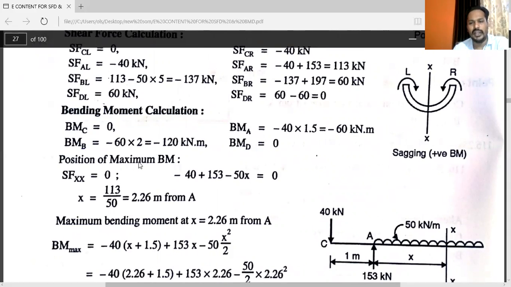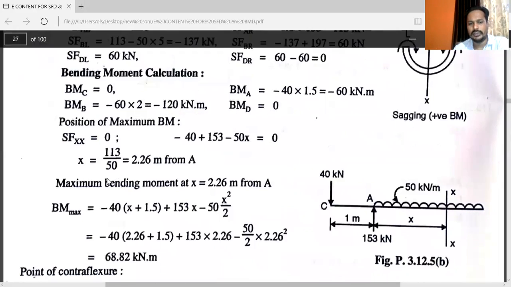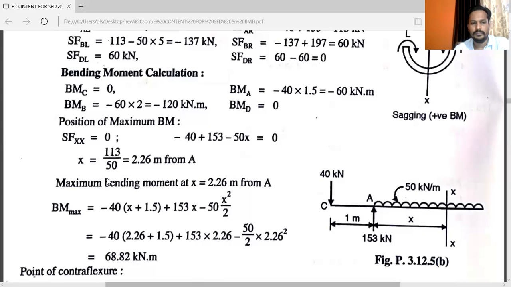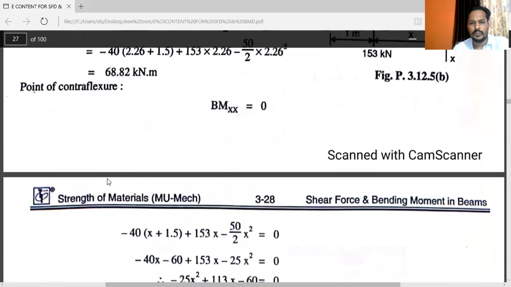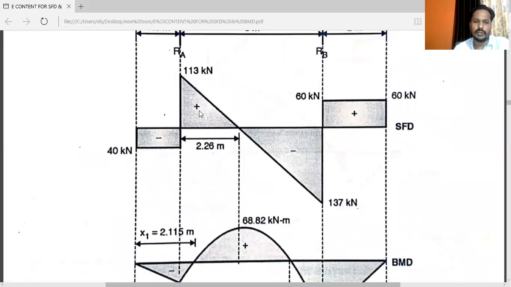Position of maximum bending moment, where the shear force at XX is equal to 0. So to calculate this point, the important concept is there. See, here the shear force is 0. It changes sign positive to negative. We have to calculate this distance, from this to this, you have to calculate.